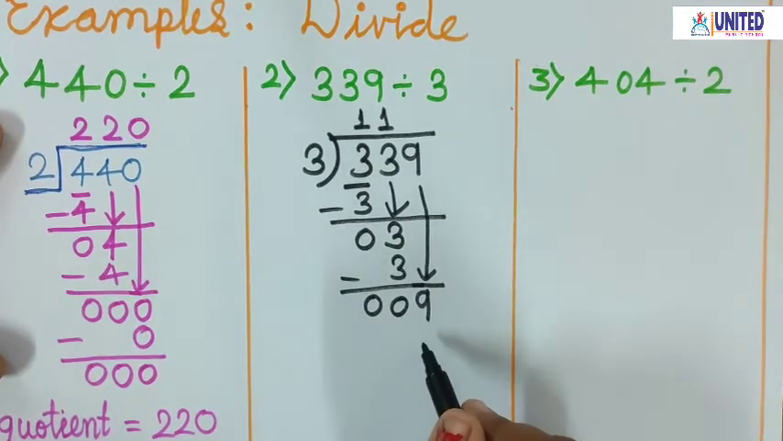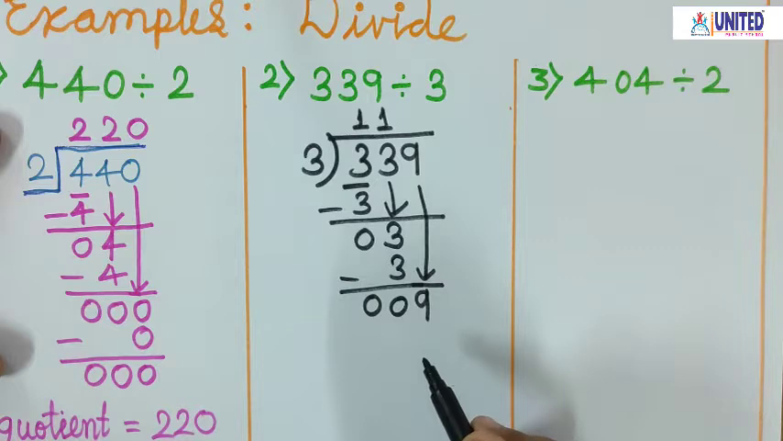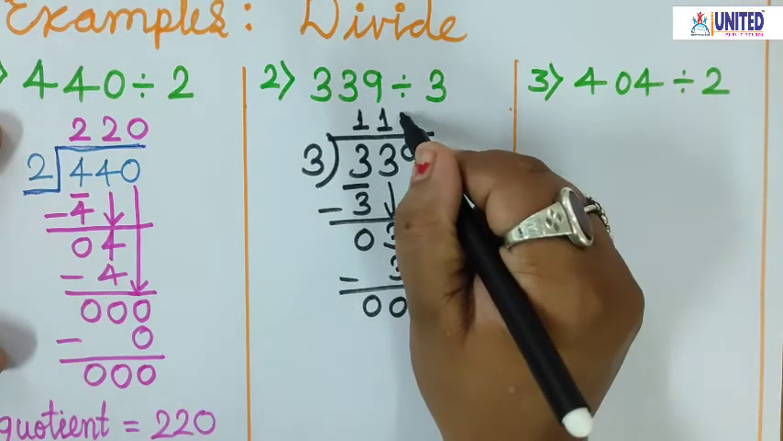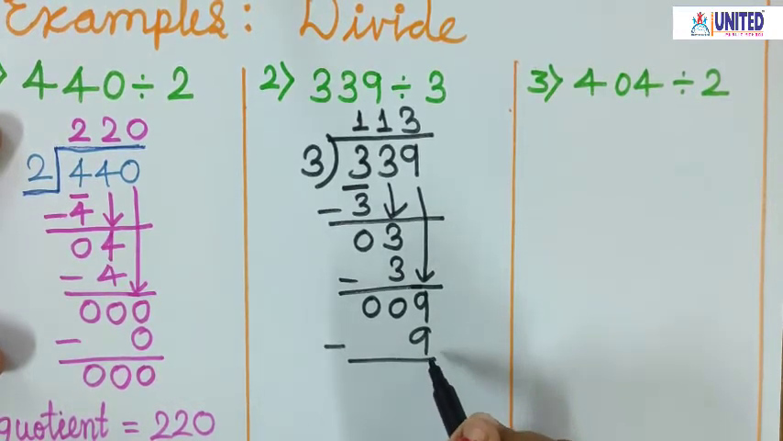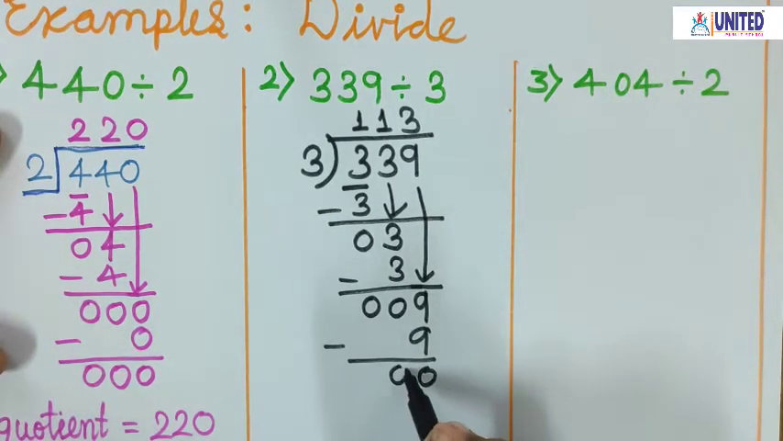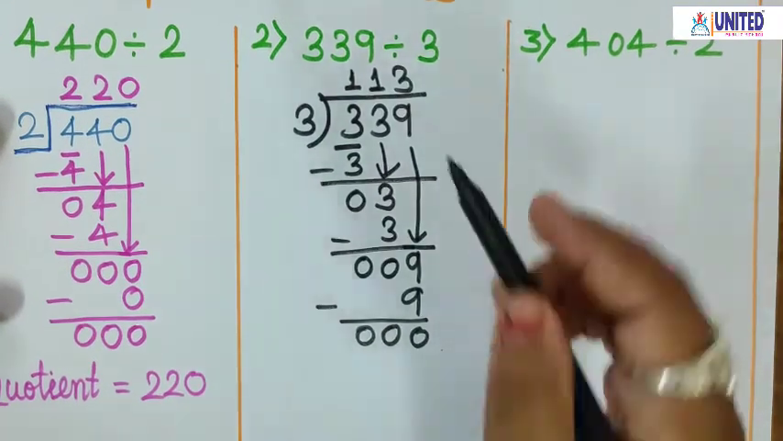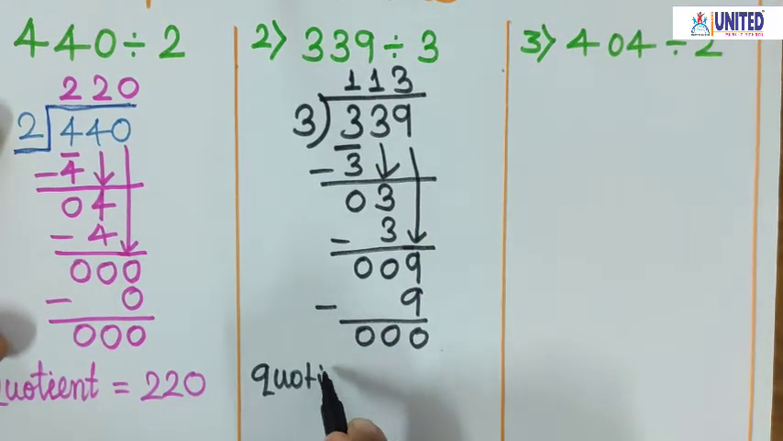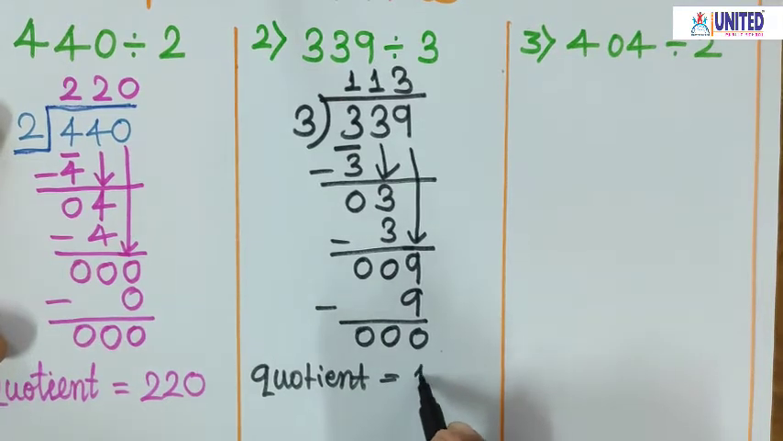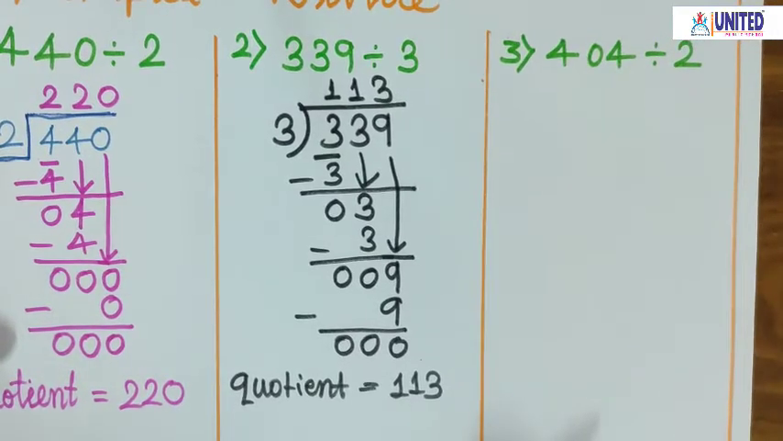Now 9 is greater than or equal to 3. It is greater than 3. So we can divide it. So at which place does 9 come in the 3 table? 3 3s are 9. So we give the divide of 3. 3 3s are 9. Okay. So now 9 minus 9 is 0. 0 as it is. Again 0 as it is. So what is our quotient here? 113. So write down the answer. Quotient is equal to 113. Right?